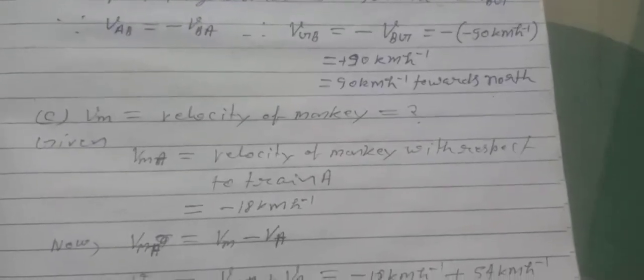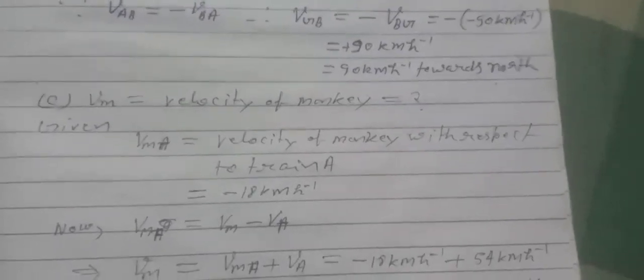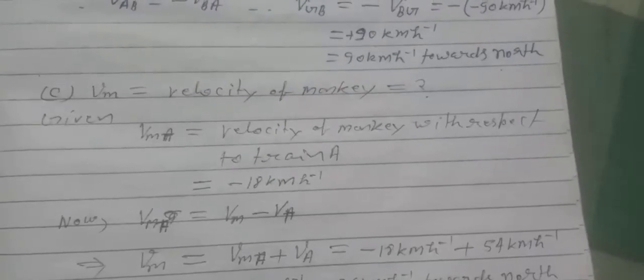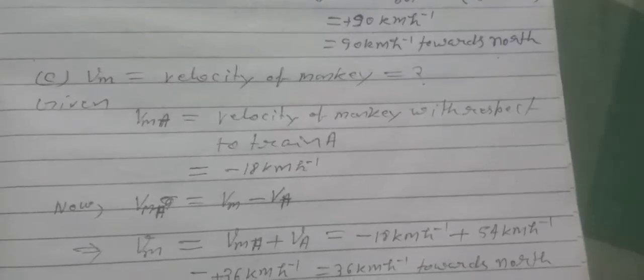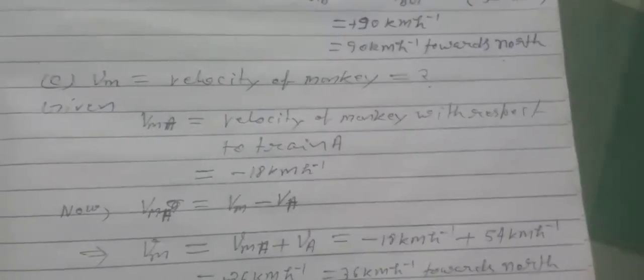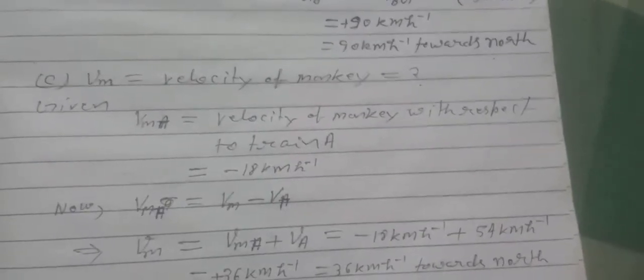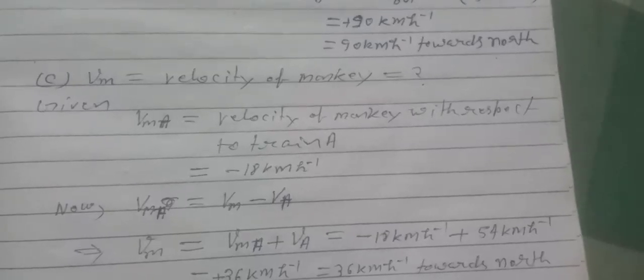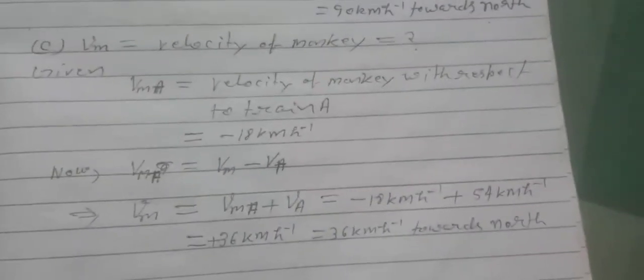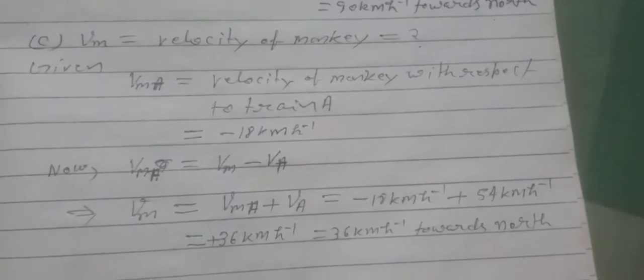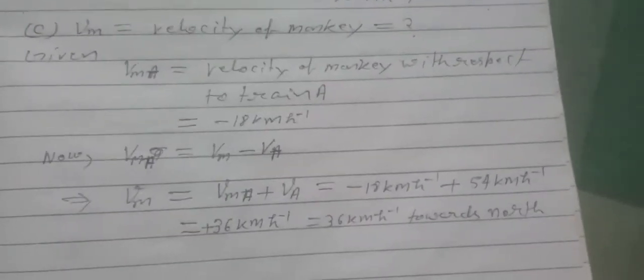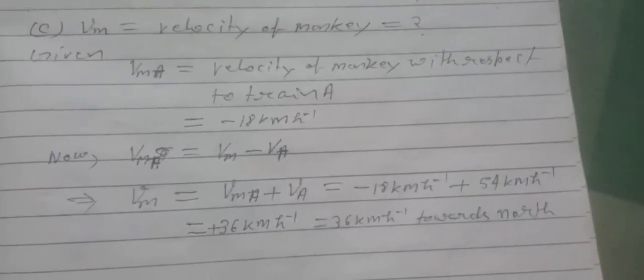C, Vm, the velocity of monkey, is equal to what? Given Vma, the velocity of monkey with respect to train A, equals minus 18 km per hour. Now Vma equals Vm minus Va. Hence Vm equals Vma plus Va equals minus 18 km per hour plus 54 km per hour equals 36 km per hour, which is 36 km per hour towards north. Answer.